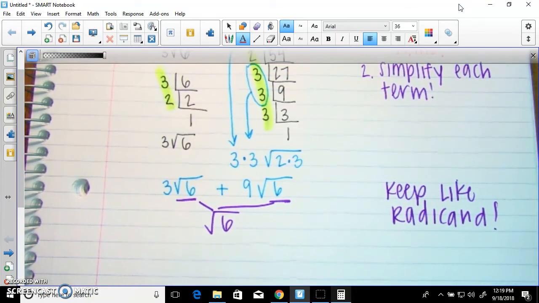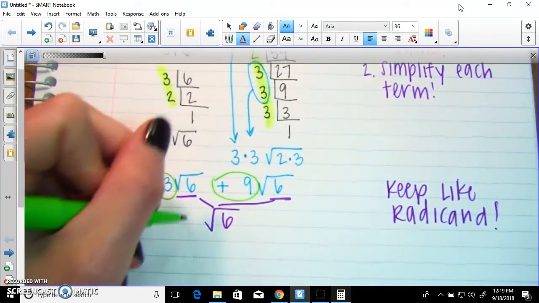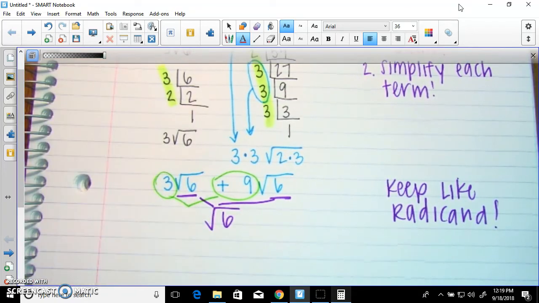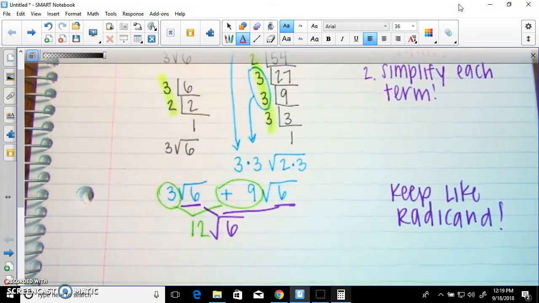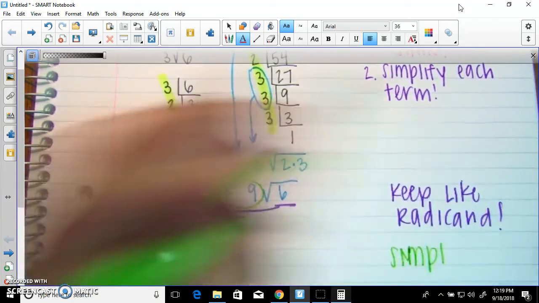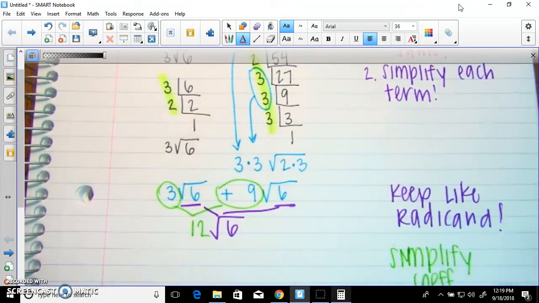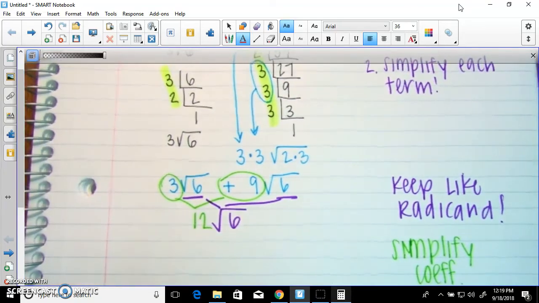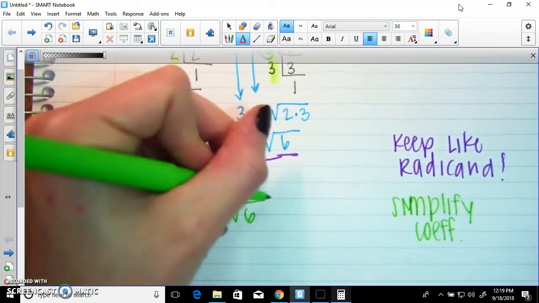Okay. Once we have that, then we can just simplify the coefficients. So we have a 3 plus 9. We're just going to simplify that. 3 plus 9 leaves us with what? 12. So keep like radicand, then simplify the coefficients. All right. So our final answer is 12 root 6.